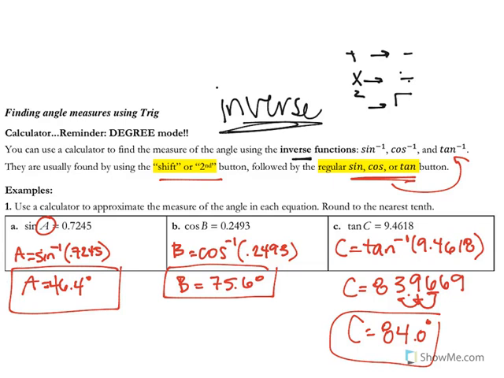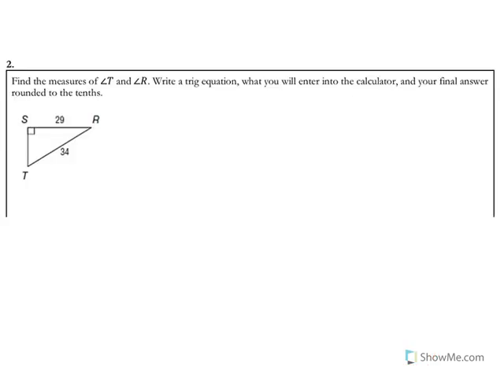Okay, we're going to use this for the next couple examples. It says find the measures of T and R. Write a trig equation, what you will enter in your calculator, and what your final answer is, rounded to the tenths place. So I need to find T and R. Let's start with T. I need to find T, and I'm going to use a trig ratio to find it.